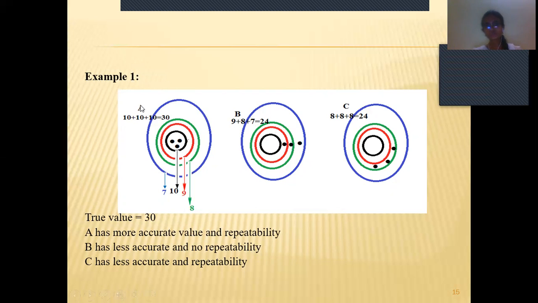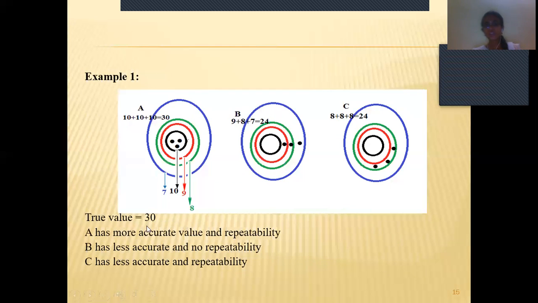If a person has shot the arrows all in the black color, that is 10 plus 10 plus 10, so he got 30. If you see person B, he has shot 9 plus 8 plus 7, he got 24 points. And person C has shot all the arrows here, 8 plus 8 plus 8, 24. So person A got 30 points, B got 24, C got 24 points.